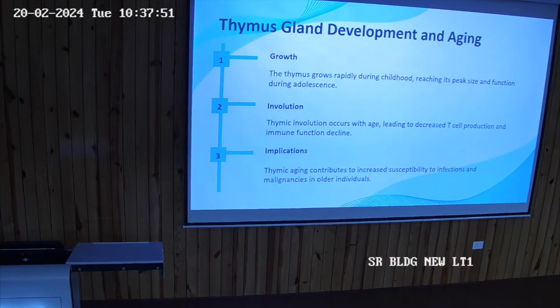Thymus gland development and aging. It grows rapidly during childhood, and reaches its peak size and function during adolescence. So if there is no functioning of this thymus gland during childhood, what will happen? The person will be prone to infections. Involution occurs with age, leading to decreased T cell production and declining immune function. This contributes to increased susceptibility to infections and malignancies in older individuals.